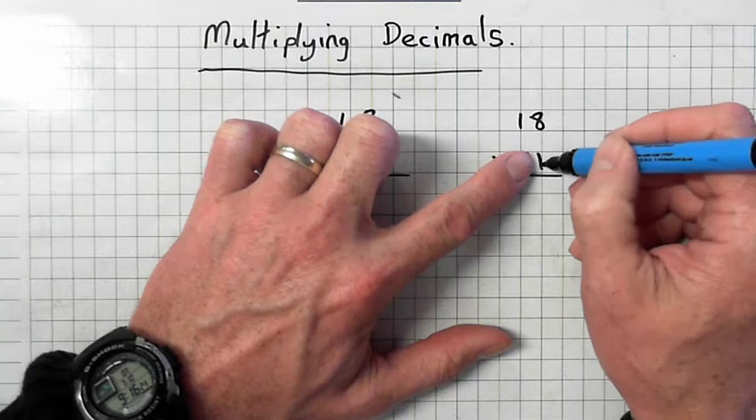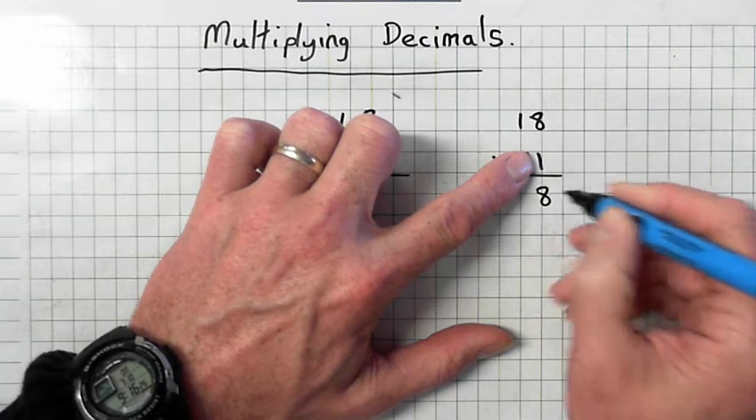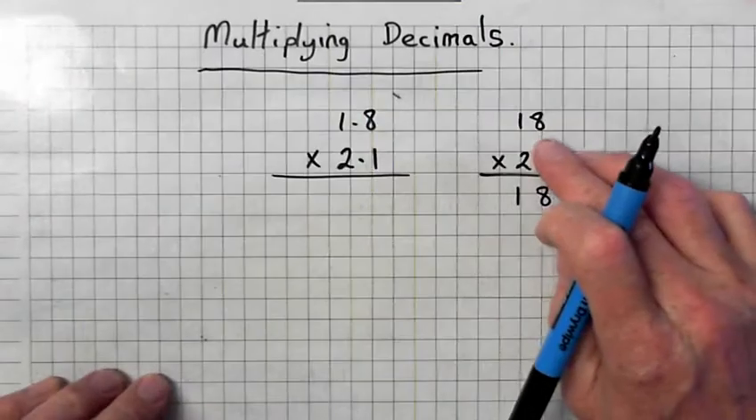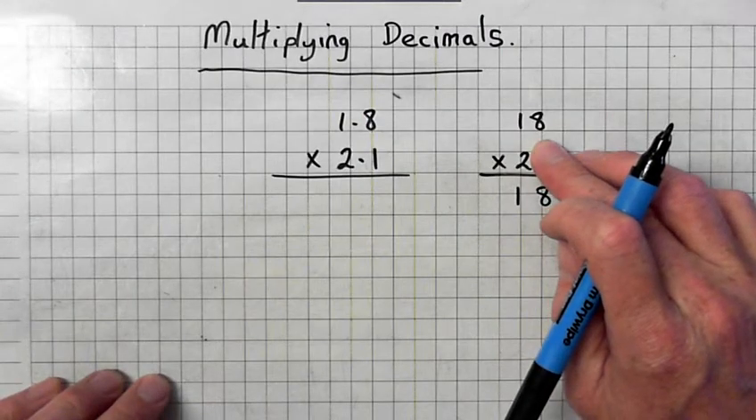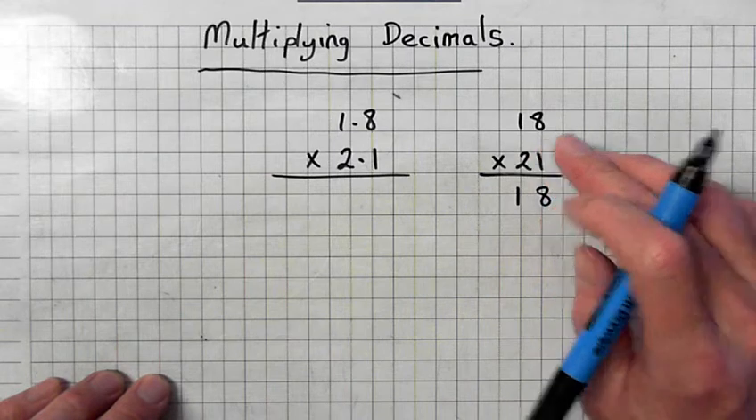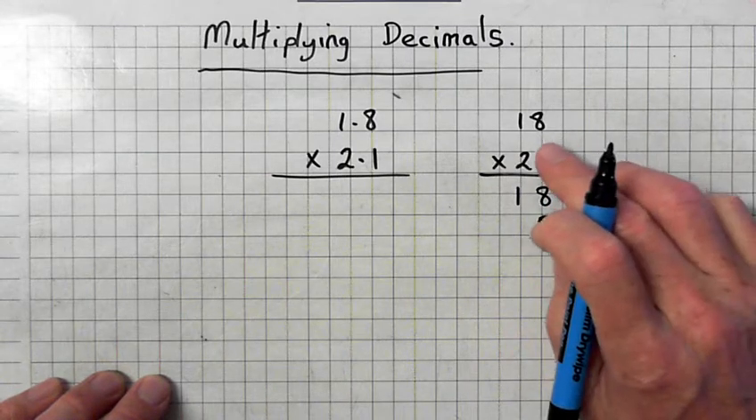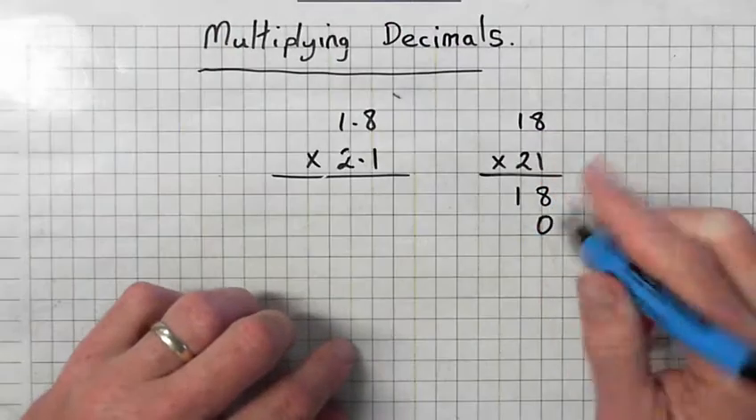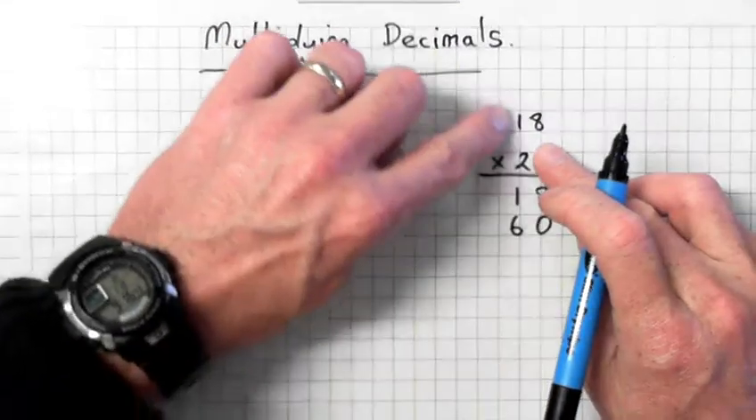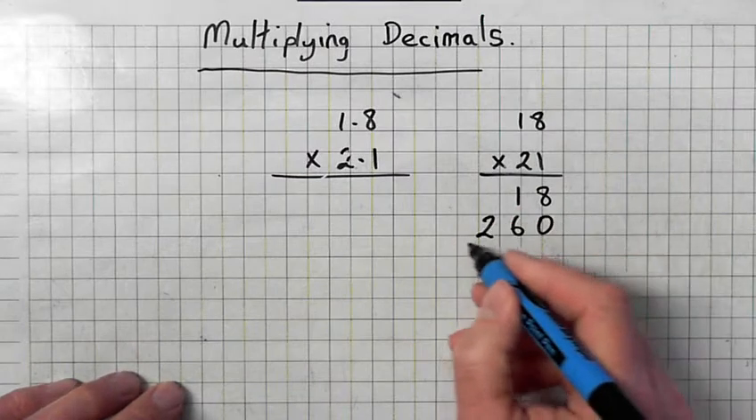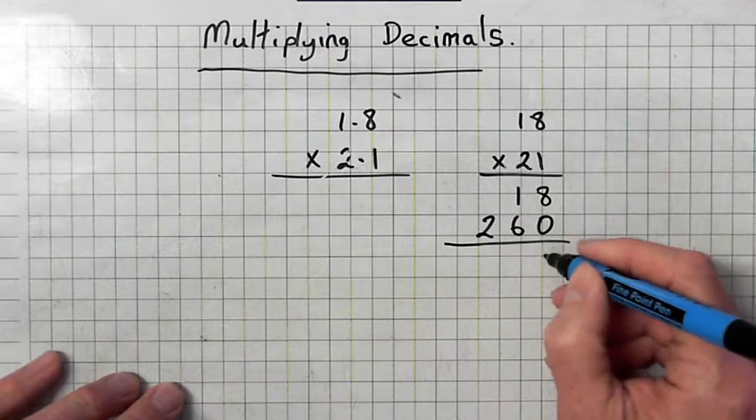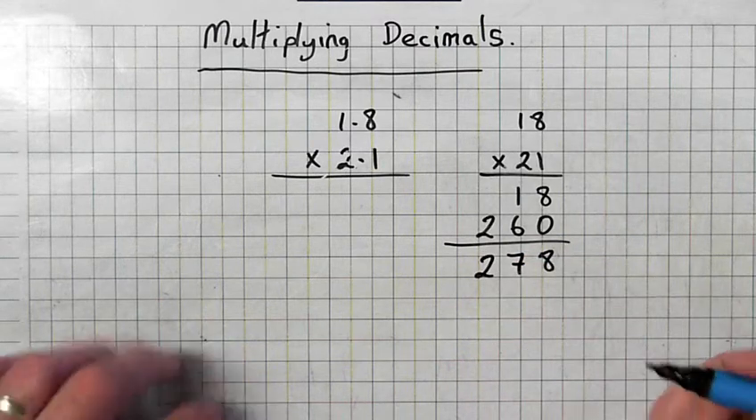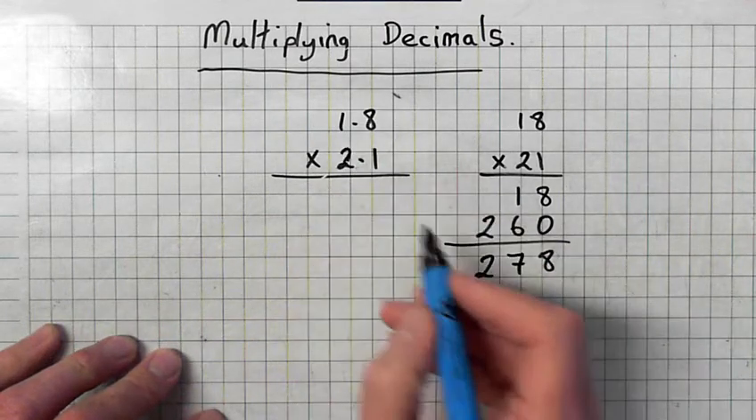Some of you do this differently. 1 times 8 is 8. 1 times 1 is 1. Now I'm going to multiply by the 2, but I'm multiplying by 20, aren't I? So it's the tens. So put down the 0 and multiply by 2 now. 2 times 8, 16. 2 times 1, 2. 3. Now I'm going to add 8, 7, 2.